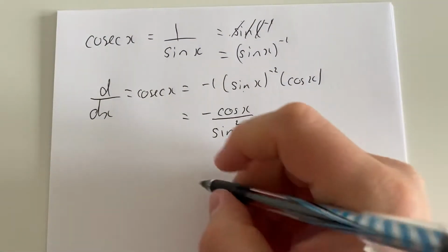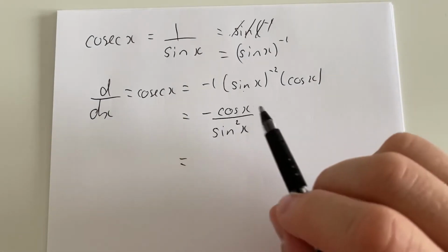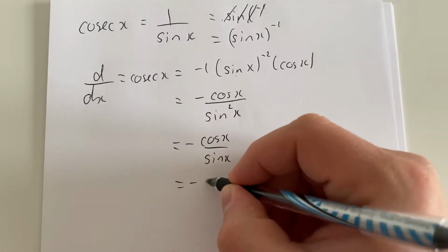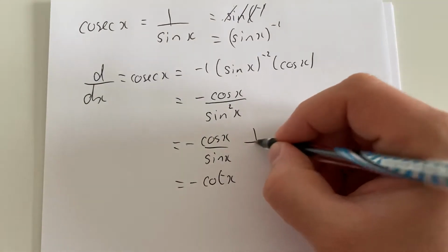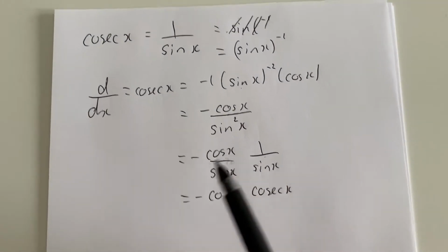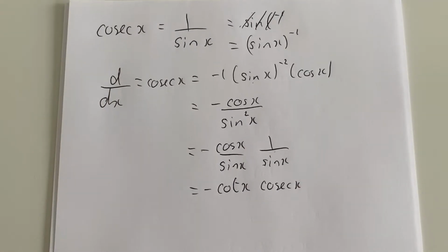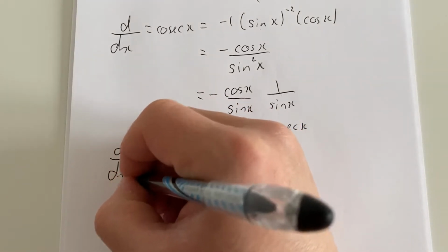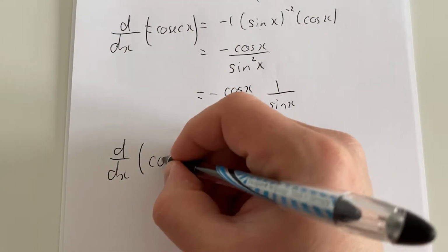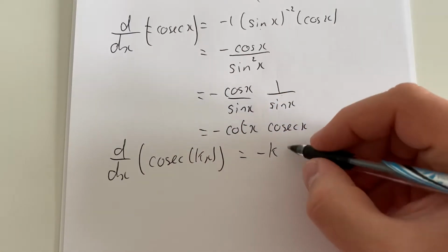Again, doesn't look particularly pleasant, but more often than not, you will see this as minus cos x over sine x, which is cot x, multiplied by 1 over sine x, which is cosec x. So they would say that the differential of cosec x is minus cot x cosec x. And showing you a similar thing to what we did before, if it's cosec of kx, you end up with minus k lots of this.